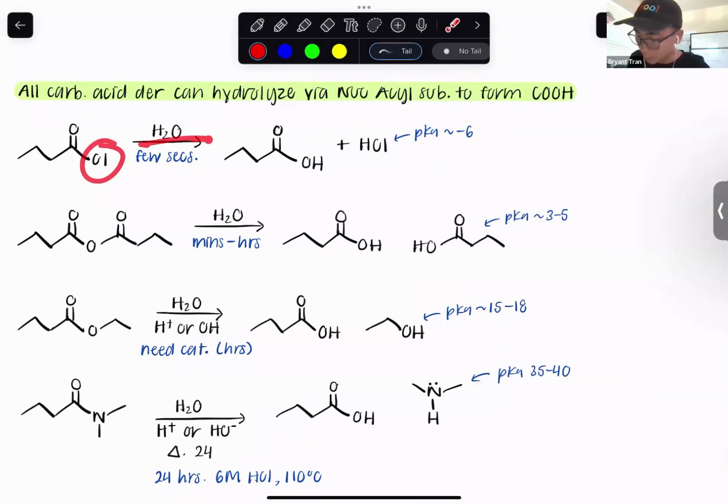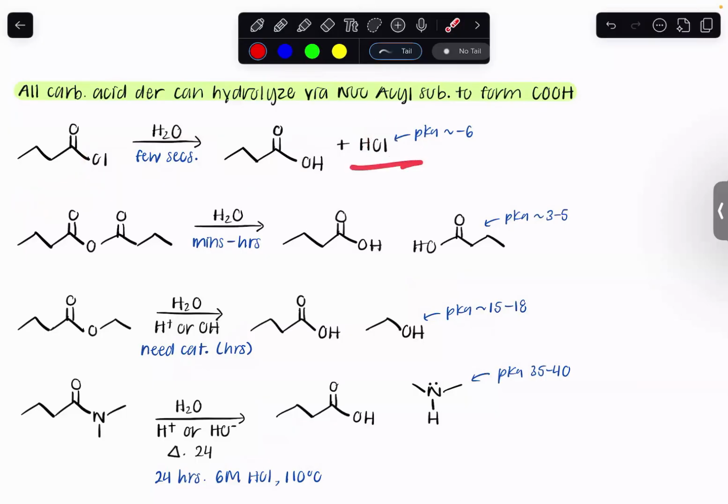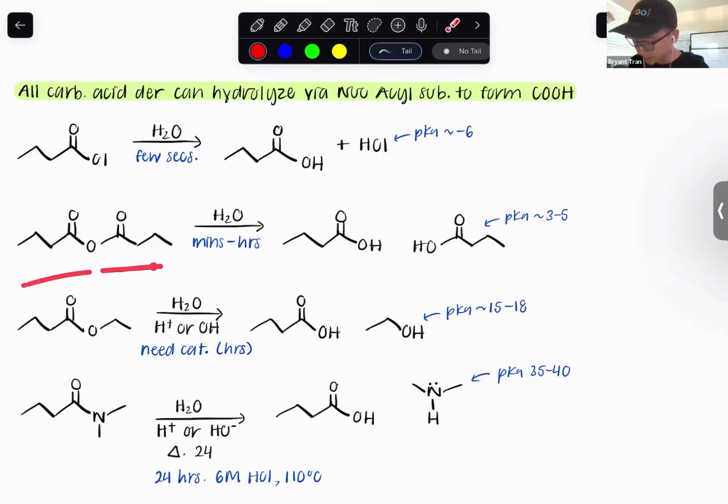Right? So if we go back to this right here, we see that this is an acyl halide, where if we just put water, there will be a reaction. It's going to do hydrolysis, where we convert this acyl halide to this carboxylic acid in a few seconds. And HCl is going to be the side product. If we use anhydride, we could just use water as well without any acid or base catalyst. But it's going to take a few minutes to hours because it's less reactive than the acyl halide to create the carboxylic acid here.